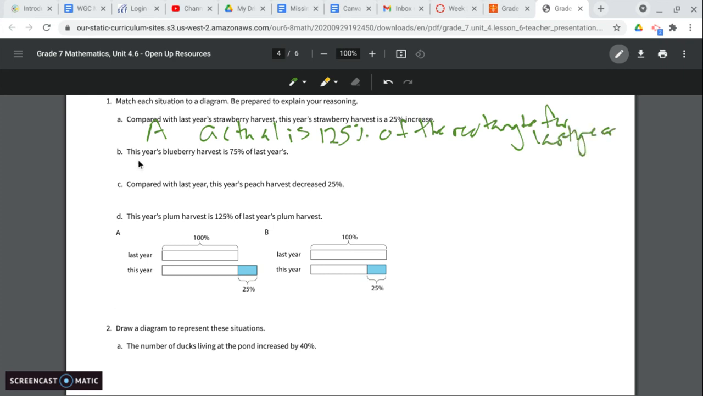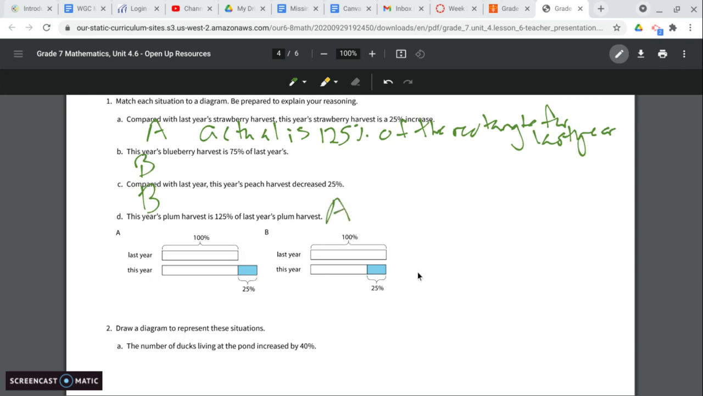All right, for B, this year's blueberry harvest is 75% of last year's. So which one is representing that it's getting smaller? It would be B. For C, compared with last year, this year's peach harvest decreased by 25%. So once again, we're decreasing, which means we're going to look at B. And then for D, this year's plum harvest is 125% of last year's. So that would represent diagram A because it's getting bigger.